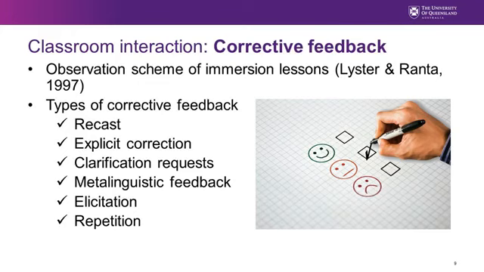As shown on the slide, there are different types of feedback that teachers might give students in a classroom context, such as recast, explicit correction, clarification requests, metalinguistic feedback, elicitation, and repetition. Now let's explore each of these corrective feedback types in more detail.